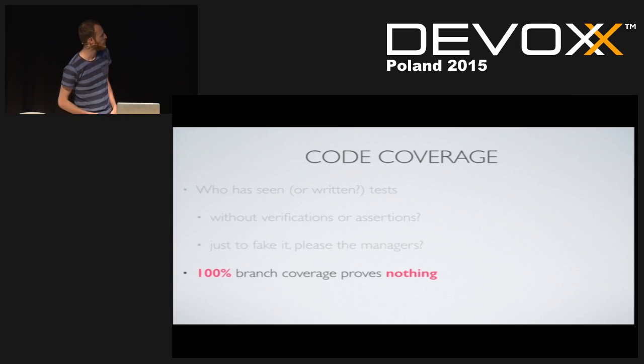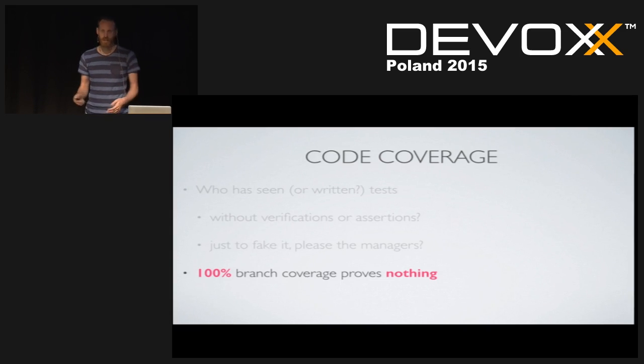And also, like I said, 100% branch coverage proves absolutely nothing. Well, it proves one thing. It proves that you made the effort to actually make a test, basically. It tells you nothing about the quality and what's being asserted, absolutely nothing.